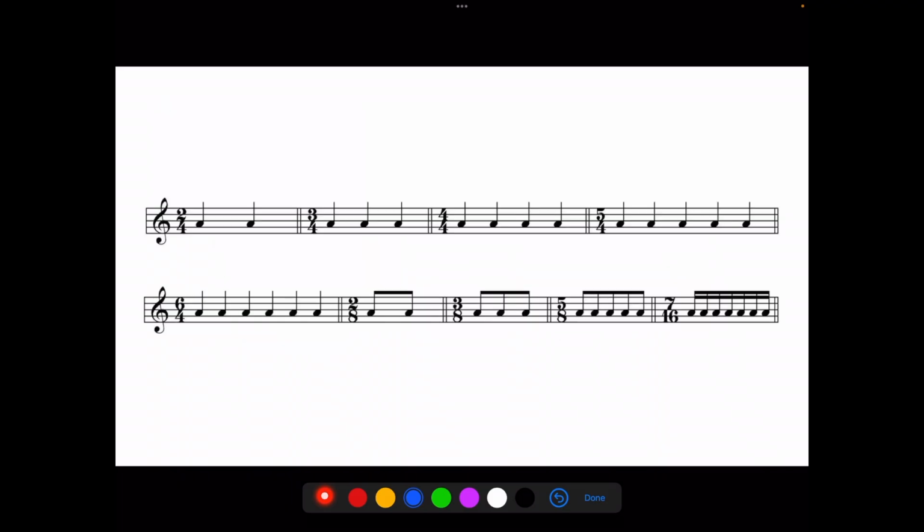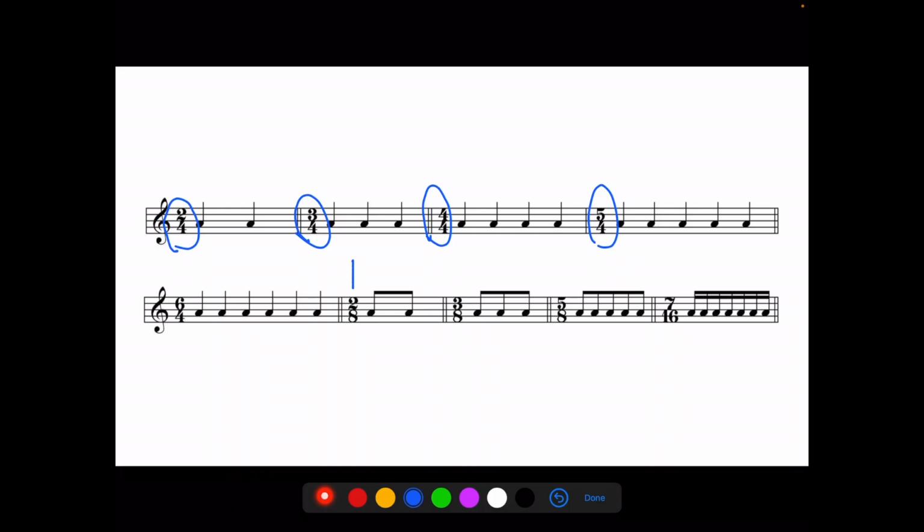So here are some examples of the most commonly seen time signatures. So the first one is 2/4. 2/4 basically just means there are 2 quarter notes. 3/4 means there are 3 quarter notes, 4 quarter notes, 5 quarter notes in each measure, right? I think it should start to feel easier to understand.